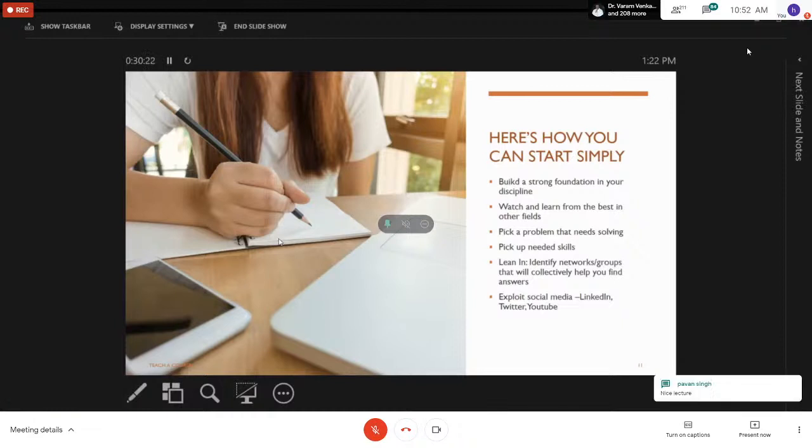So pick a problem that needs solving. Find the question that you want to solve. So for Elon Musk, it was, I want to create clean energy, or that's debatable, but still that was the problem that he picked on, right? Pick up the needed skills. So sign up for classes, go online, educate yourself. Then the next would be to lean in. So identify groups or networks.